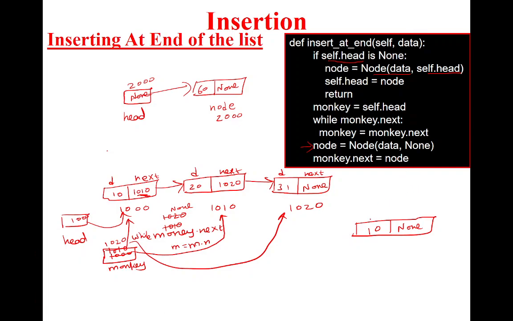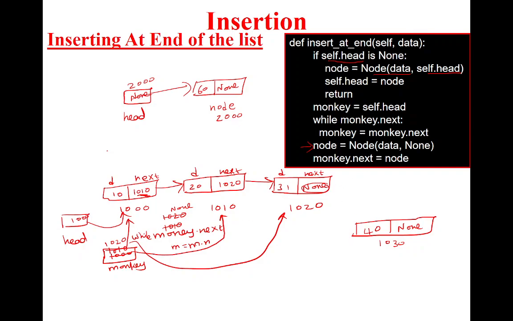We have created the 40. We created the node like this. Then here we have to change. Let us assume the address of the newly created node is 30. Now this place should have been changed. What value should come? The newly created node.